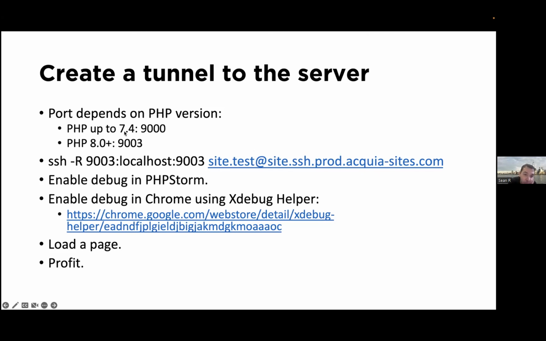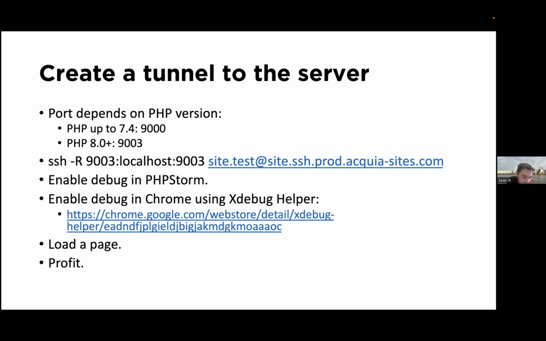Key thing to know here is that where I have 9003, both places, that depends on the PHP version. So if you're up to 7.4, you want 9000. If you're 8+, you want 9003. The reason is they use different versions of xdebug. PHP 8 uses xdebug 3, and that's also why you want to verify that they have set the mode to debug if you're on PHP 8, because that didn't exist prior to PHP 8.